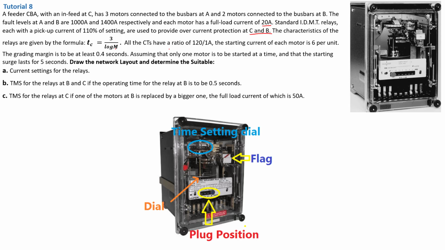So you have to take account of all of these details that are given so that you don't miss anything and get confused somewhere. Now, determine the suitable TMS, the time multiplier setting, for the relay at C if one of the motors at B is replaced by a bigger one, the full load current of which is now 50 amps. So now we know that at the beginning of the problem, they say the motors have a full load current of about 20 amps.